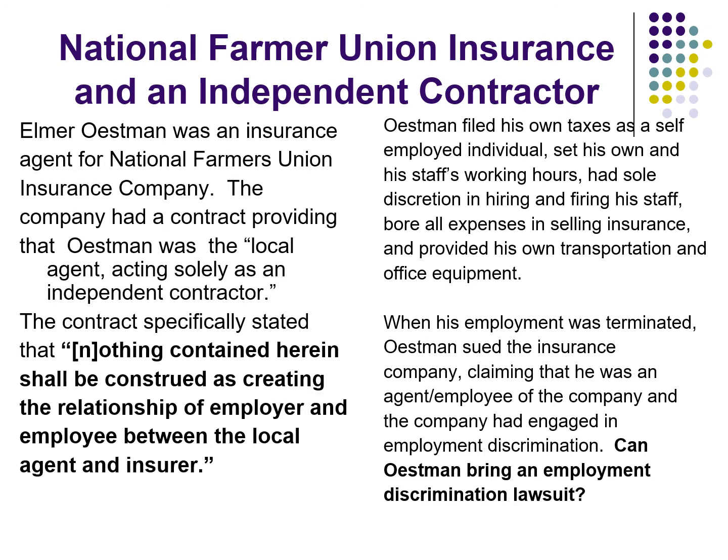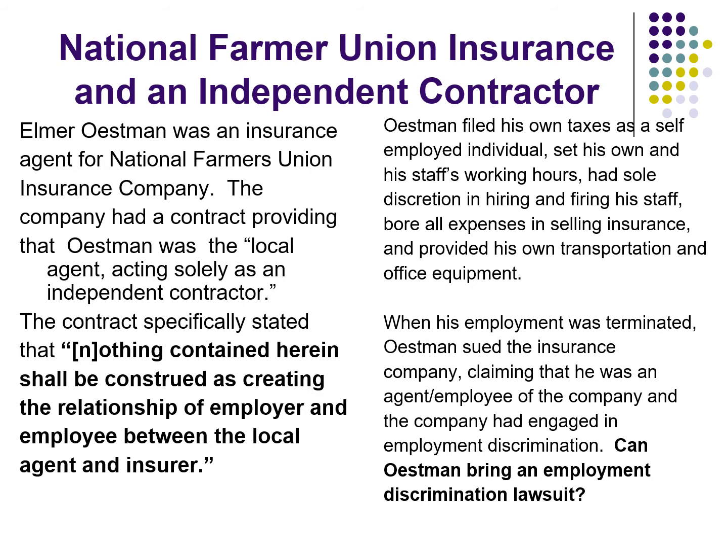The contract also stated that nothing contained herein shall be construed as creating the relationship of employer and employee between the local agent and insurer. So this company was trying to do its best. They were being diligent in their language. They also said, no matter what is in here, which is why it says nothing contained herein. So nothing we've written in this contract shall be construed, i.e. shall be interpreted as creating an employer and employee relationship between us and Ostman. In other words, Ostman, no matter what you do for us, you are not an employee.